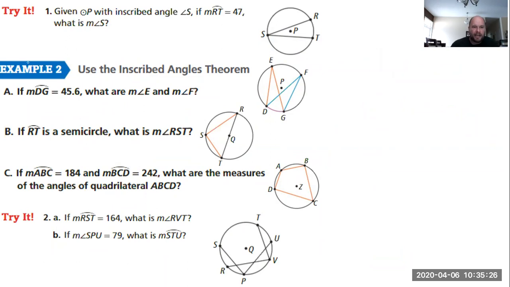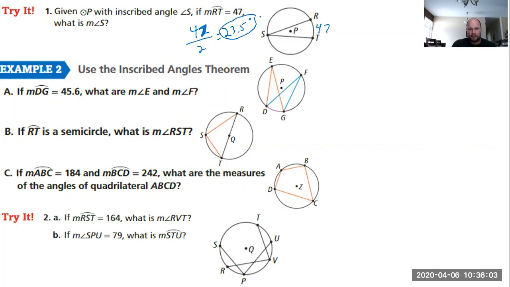On the first question, you have circle P with the inscribed angle S. If RT is 47, what is the measure of angle S? Well, the measure of angle S has to be half of that intercepted arc. So we're just taking 47. Oops, 47, I don't know why I just wrote 42. Dividing it by 2, half of that would be 23.5. And that would be our answer.